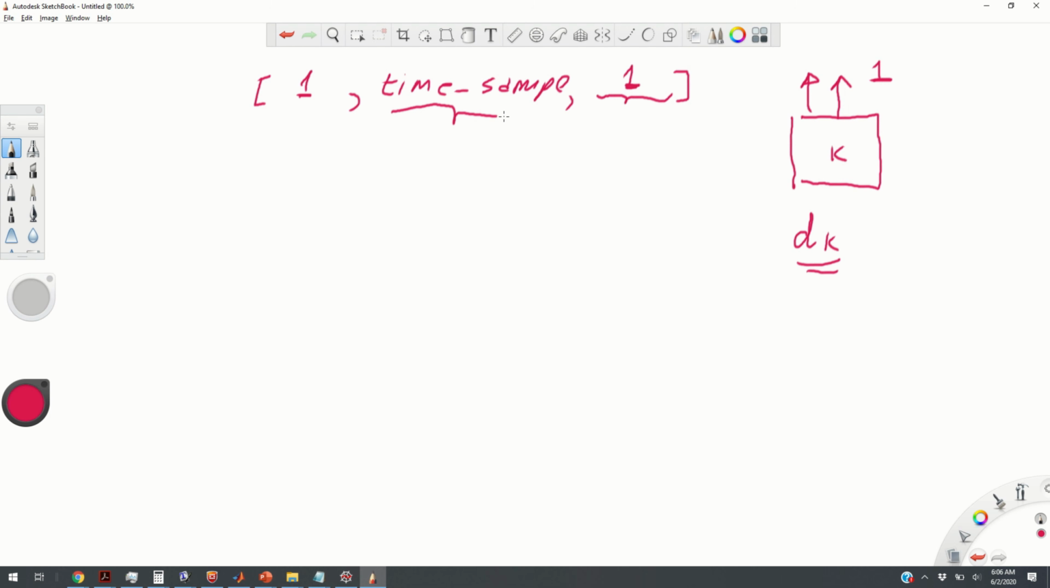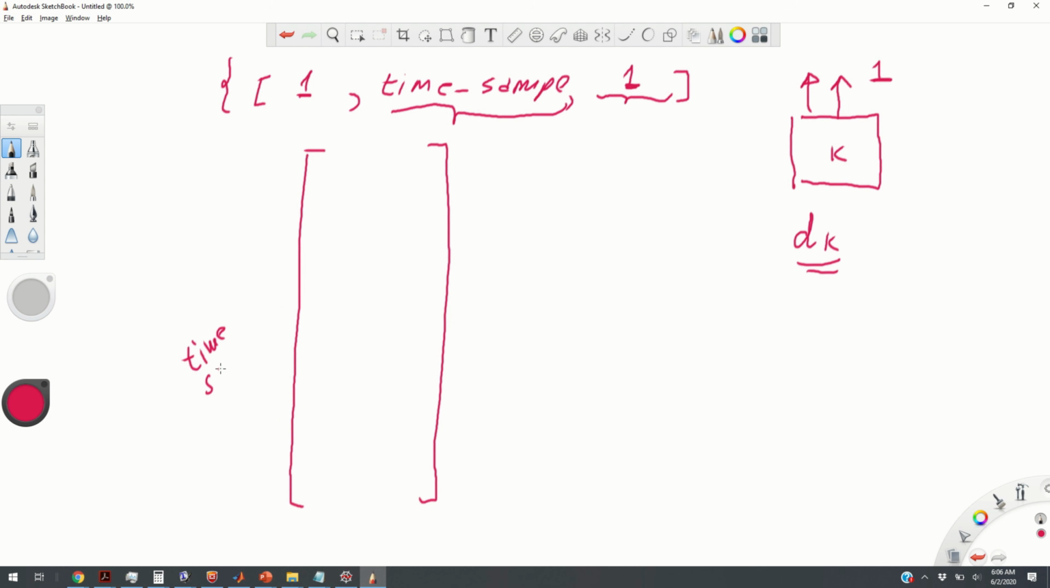Now, how are the time samples going to be organized? Again, not the time samples, this output data. This dimension will be time samples, and the first, actually the only column, will correspond to the outputs of the network.